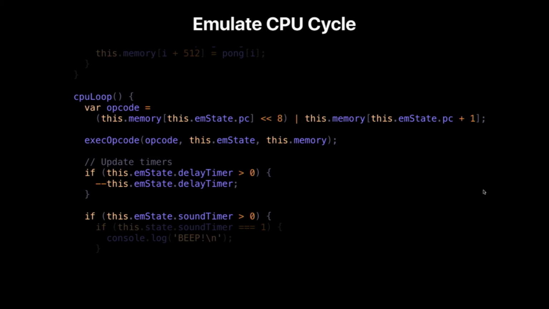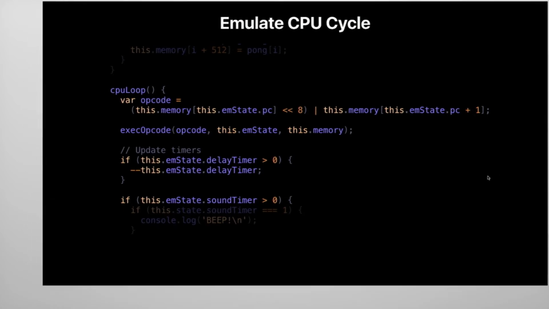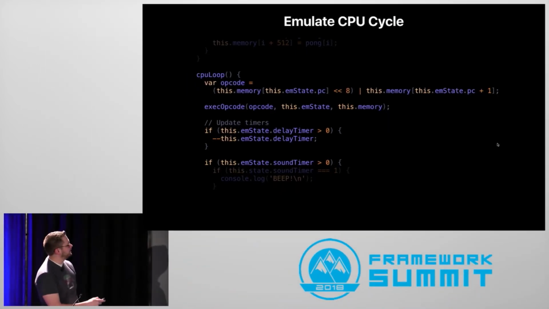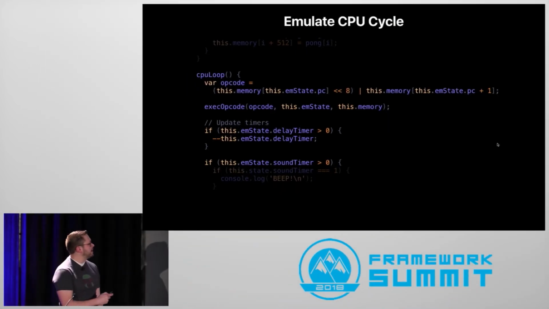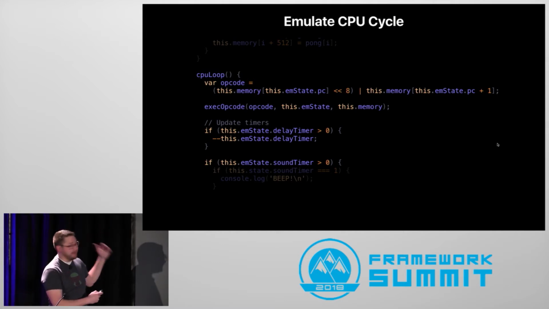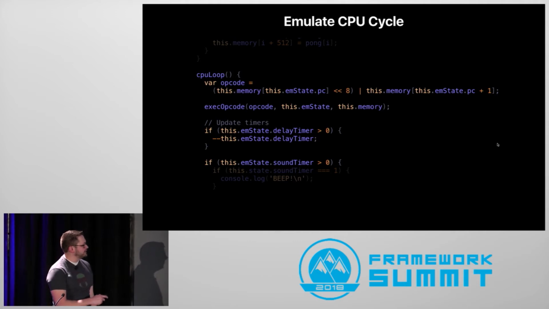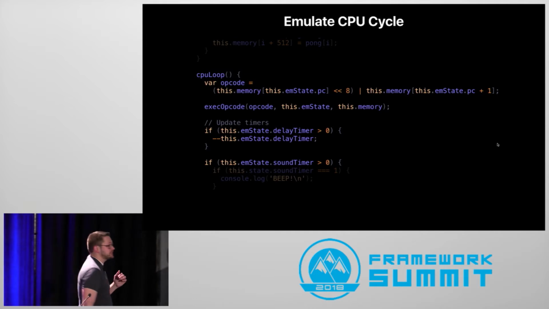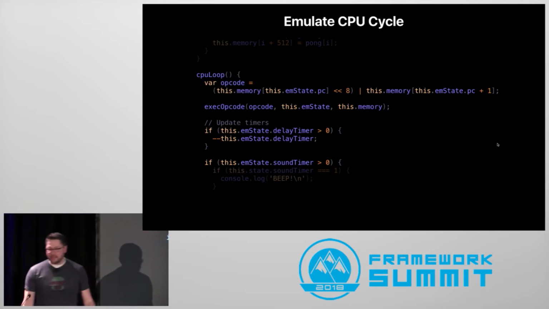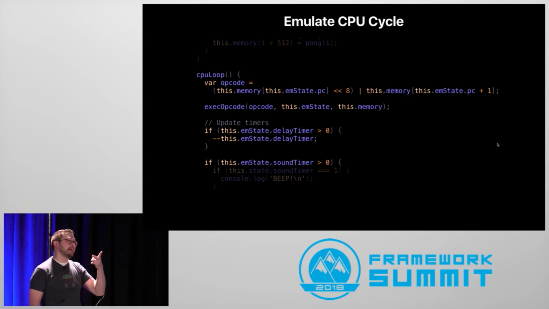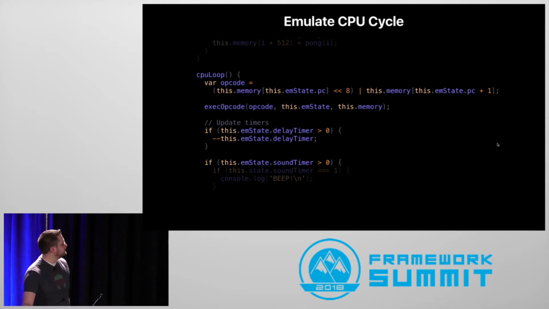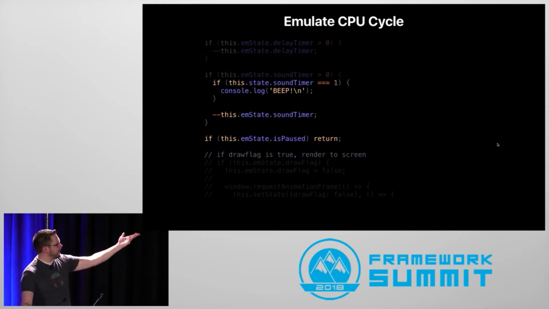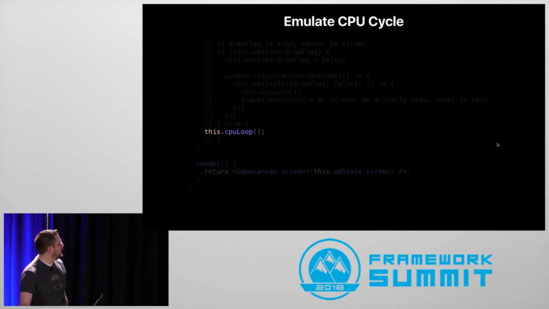So this grabs the current operation that you want to run from memory, which we just loaded with the game logic. And then it executes it, which I'll show in a minute. Then it runs the timers down to 0. So remember, 60 hertz, which means 60 cycles per second. If the game's paused, just stop, and then keep looping.